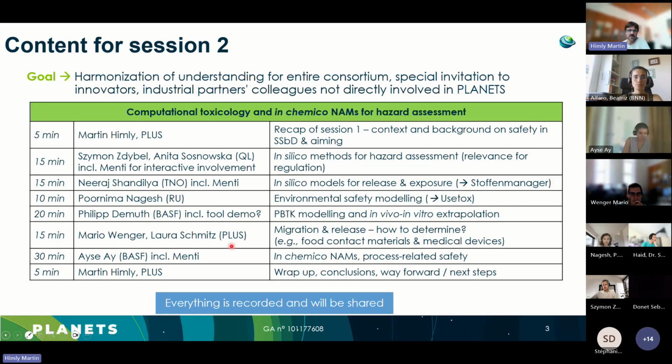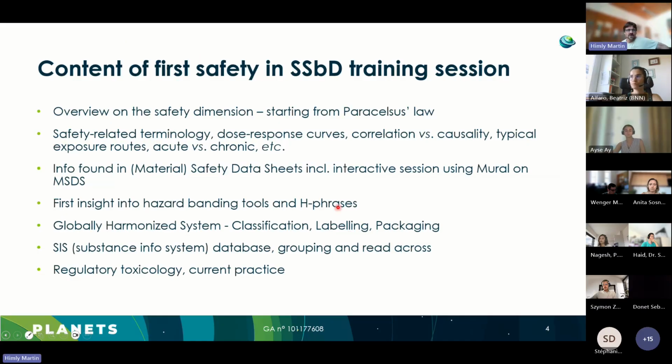And then Aisha will give us a quite good look, well representing quite a number of different chemical new approach methodologies, and look into process-related safety assessment. Finally, I will wrap up again and also explain a little bit what the way forward will be, what the next training is going to show us. Of course, we as always try to enable interactivity, but today we are not going to go into breakout sessions, but just use Menti questions to involve the audience. So I'm looking forward now to the training session.